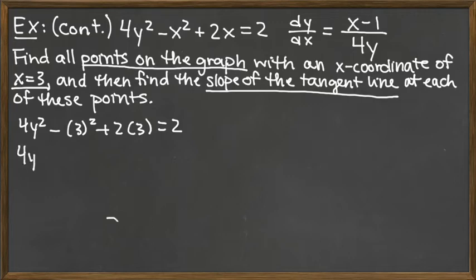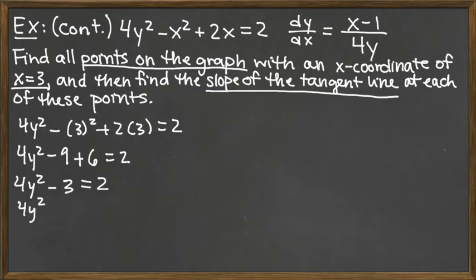So we have the 4y squared, minus the 3 squared would be minus 9, and then plus 2 times 3 would be plus 6 equals 2. So we have a minus 9 plus a 6 on one side. That would be 4y squared minus 3 on the left-hand side equals 2. So we can add 3 to both sides. And now the only term that involves y on the left-hand side, 4y squared, is equal to 5. Divide both sides by 4 to get y squared by itself, and we have 5 over 4.